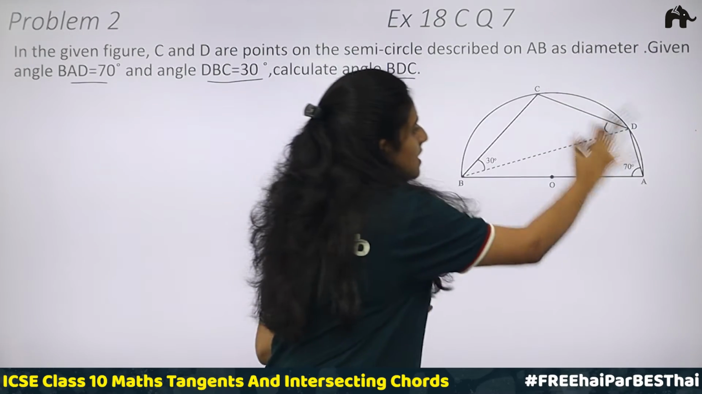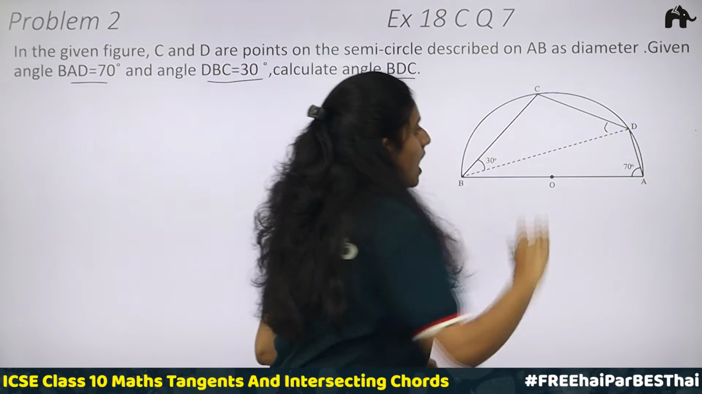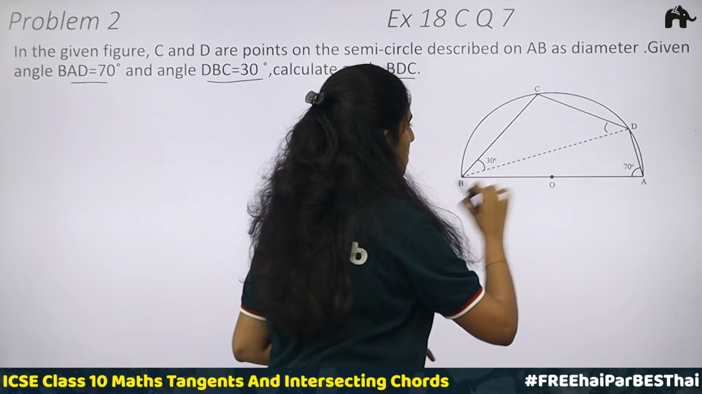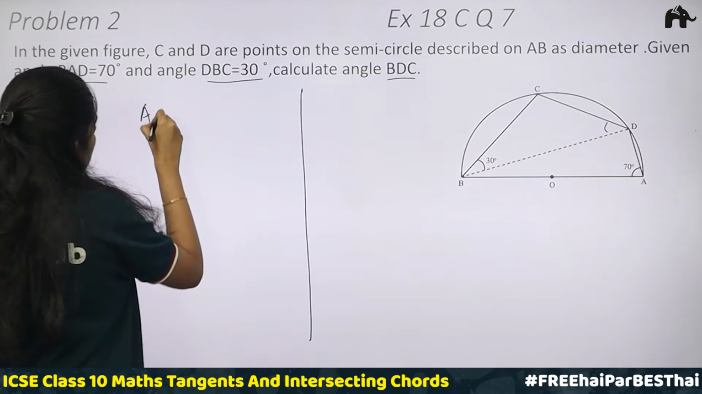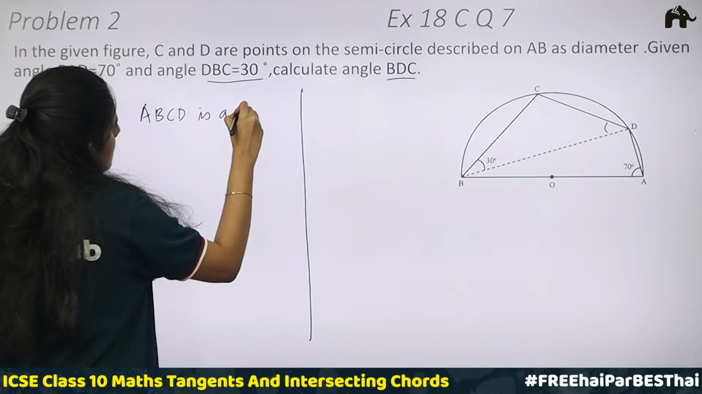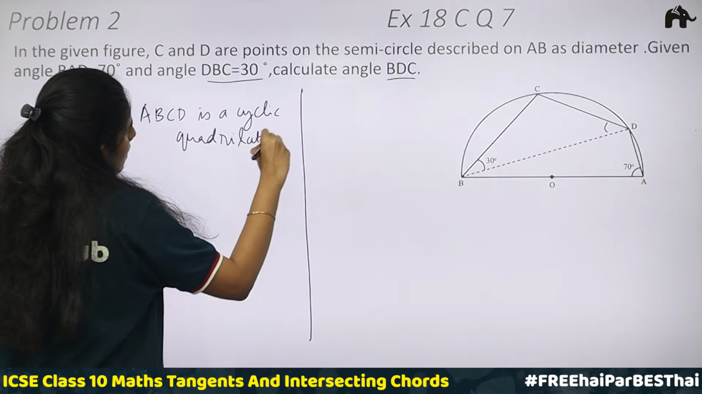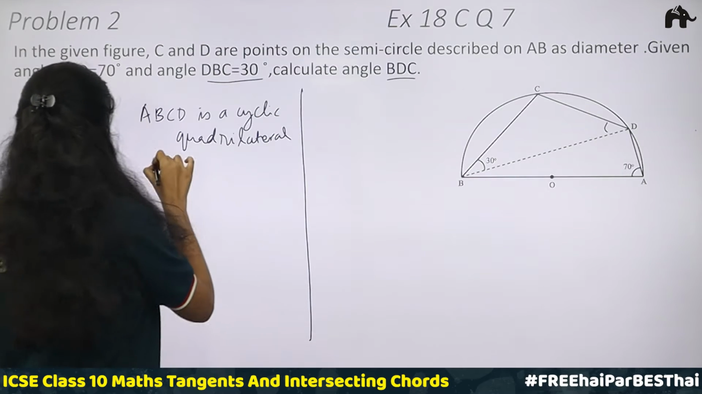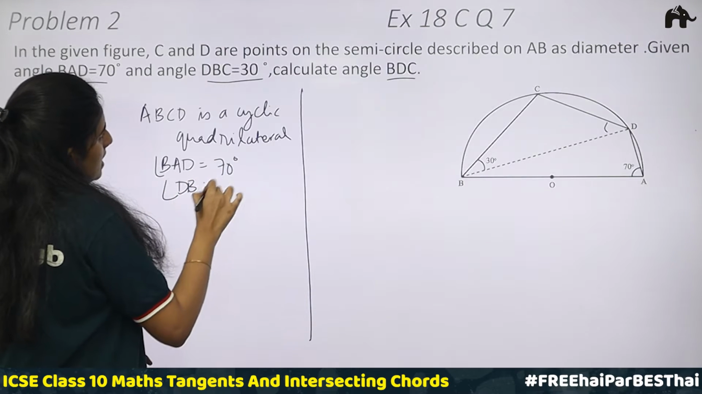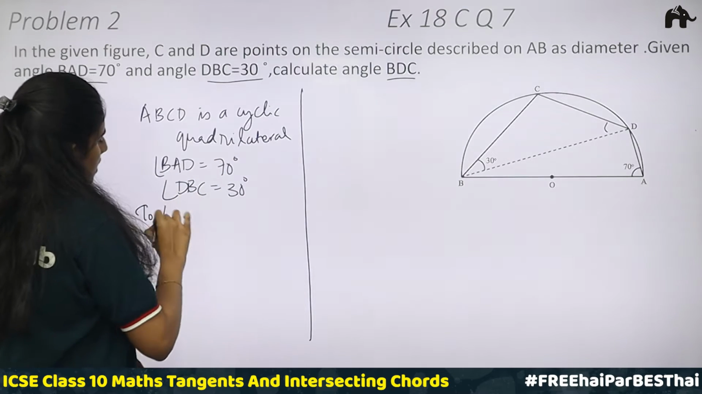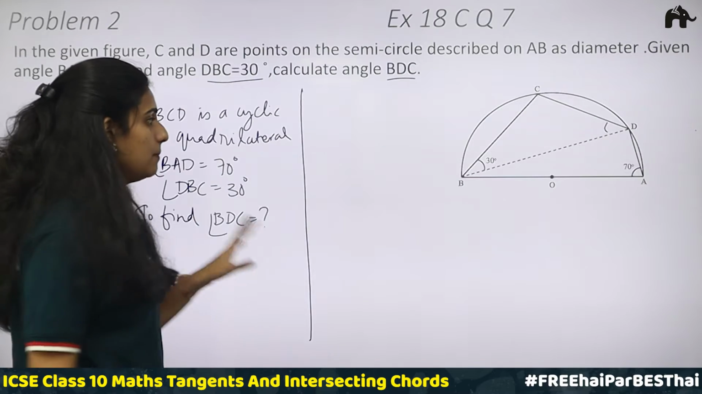When you consider this figure, this is a semicircle. A semicircle is a part of a circle. A, B, C, D are points on the semicircle, which means A, B, C, D forms a cyclic quadrilateral. What is given in the question? Given angle BAD is equal to 70 degrees and DBC is equal to 30 degrees. We need to find angle BDC.